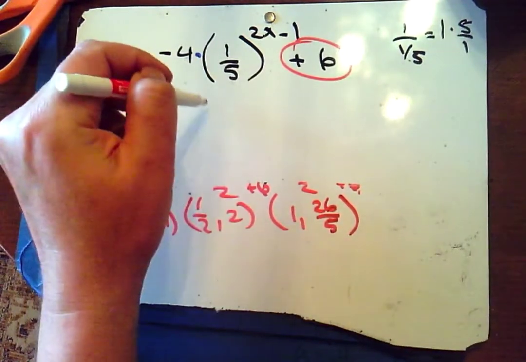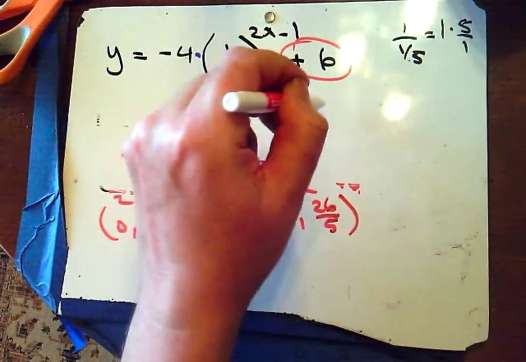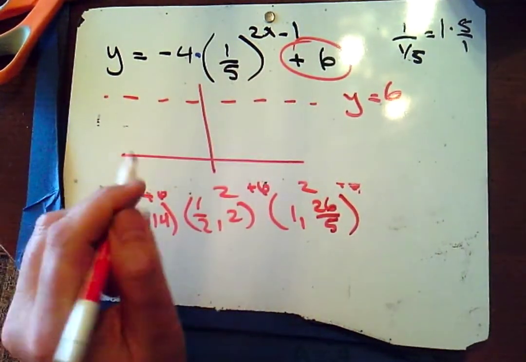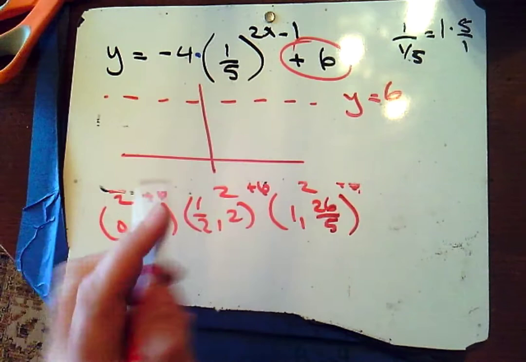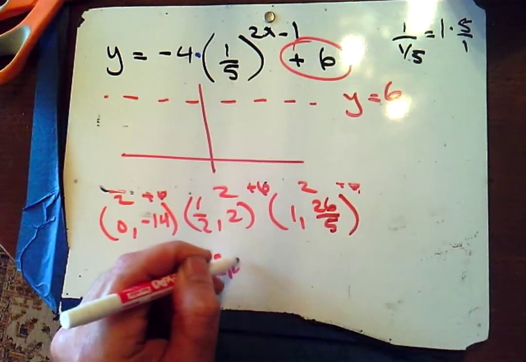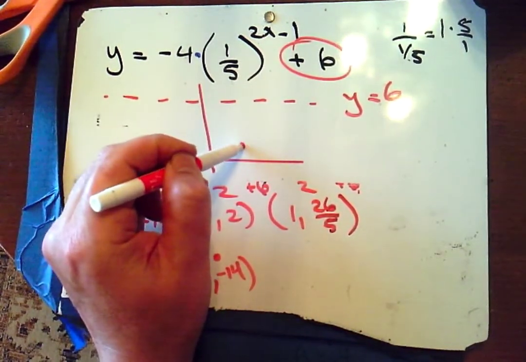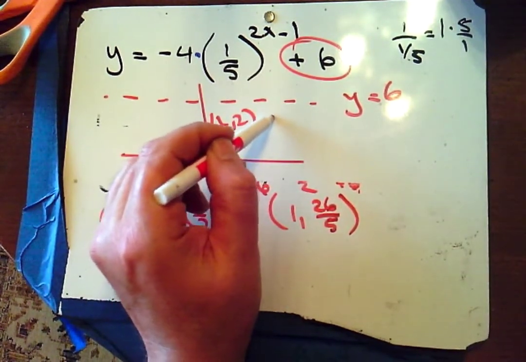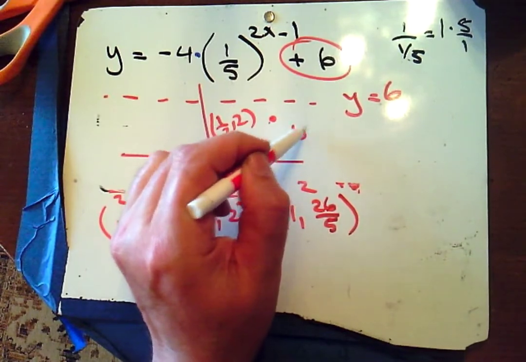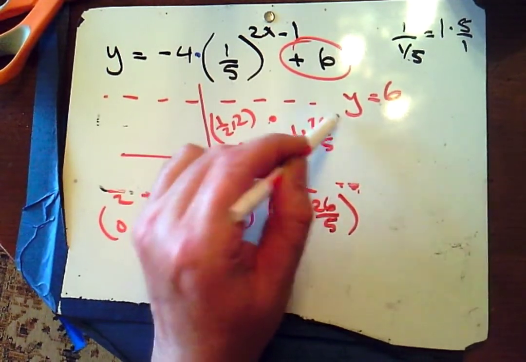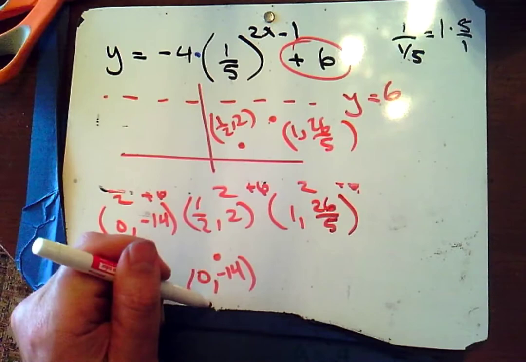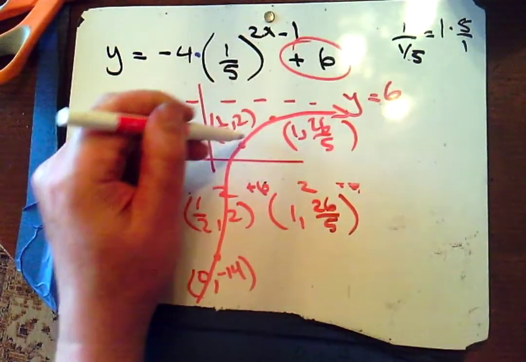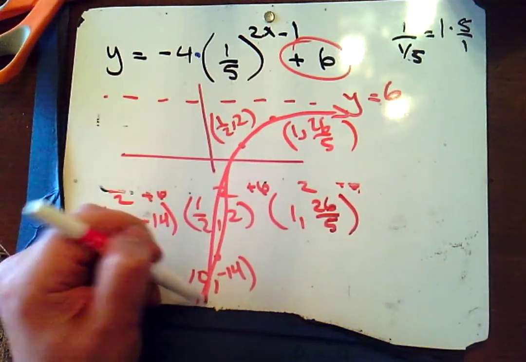Okay, we know our horizontal asymptote is at y equals 6. But this time I've got (0, -14). I've got (1/2, 2), and I have (1, 26/5). Now, if I draw in my curve, it will look like that.